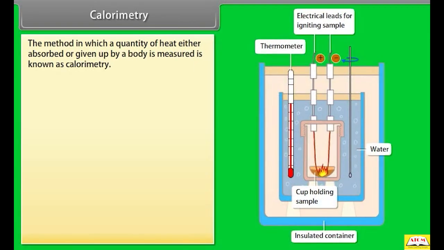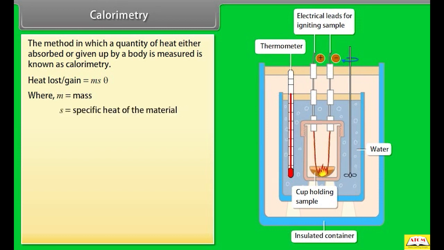Calorimeter. The method in which a quantity of heat either absorbed or given up by a body is measured is known as calorimetry. Heat loss or gain is equal to m s theta, where m is equal to mass, s is equal to specific heat of the material, and theta is equal to change in temperature.